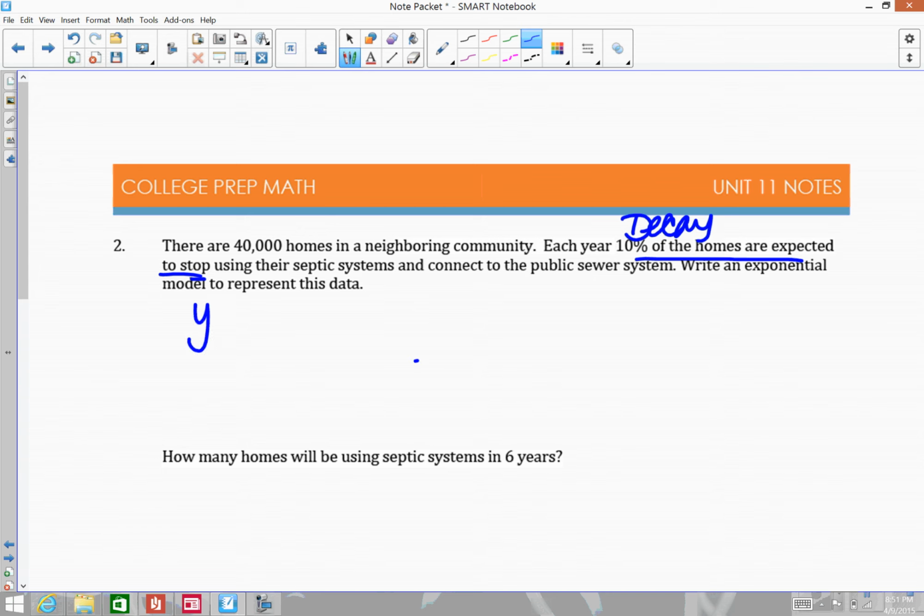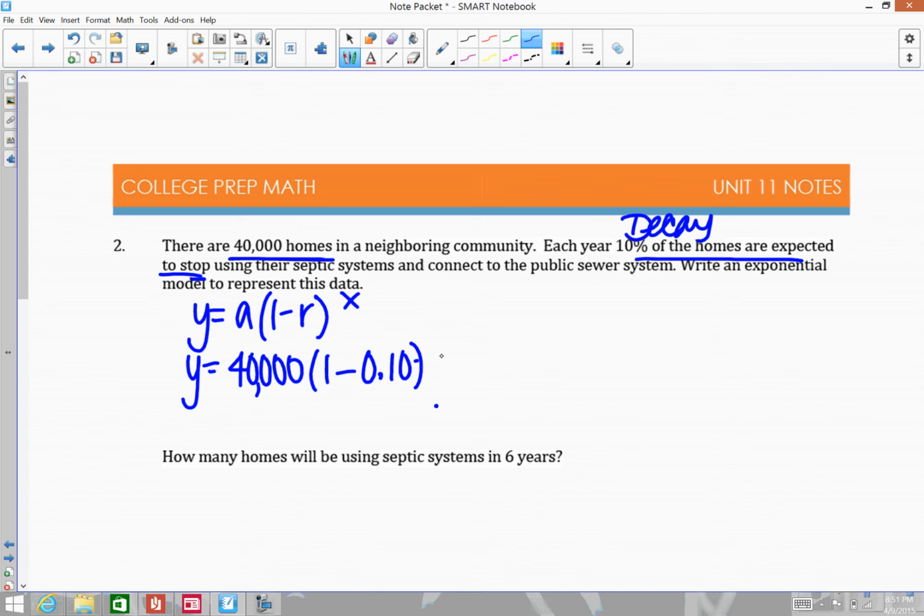So we know my decay function, y equals a times 1 minus r to the x. And it says there's initially 40,000 homes. So y equals 40,000 times 1 minus 10%, so 0.10, to the x. So we're writing an exponential model, so that's why my answer should have a variable left in it. So my answer to this is just going to be the equation. So I have my initial, and then times 1 minus 0.10 is going to give me 0.9 raised to the x. So there's my equation for this.